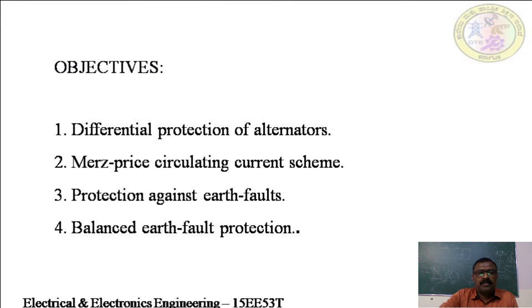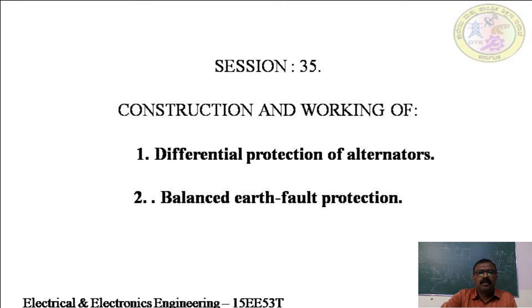So the objectives of this session are differential protection of alternators, Merz-Price circulating current scheme, protection against earth faults, and balanced earth fault protection. So this is session number 35, the differential protection of alternators and balanced earth fault protection. We will see both construction and working of these two schemes.